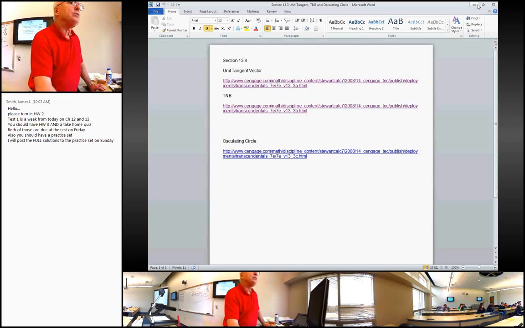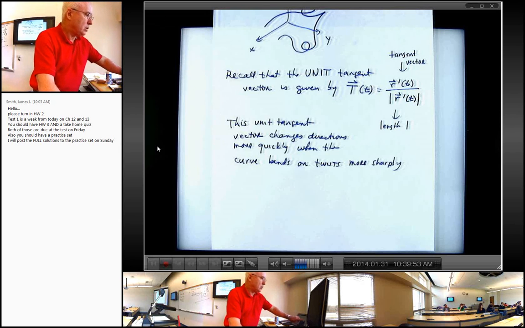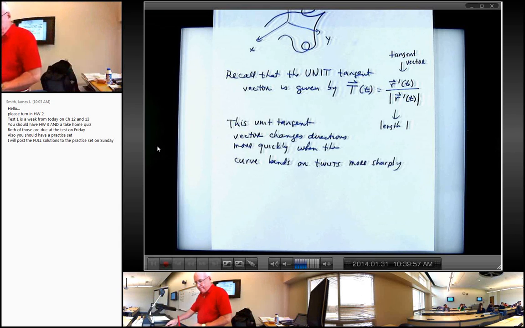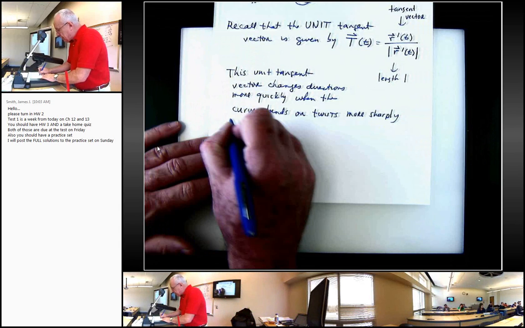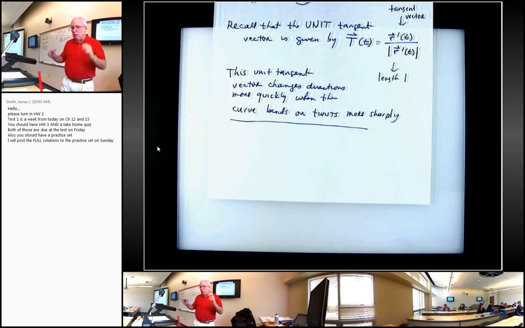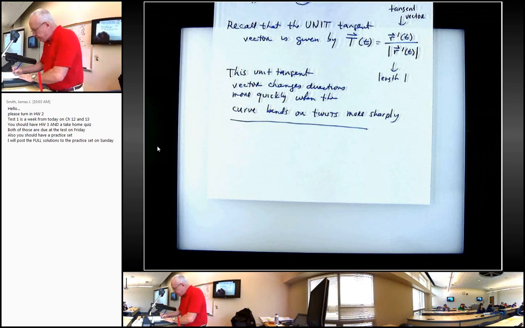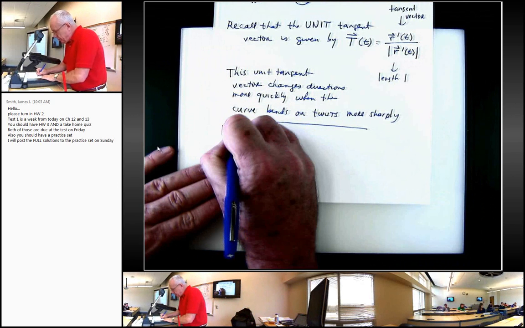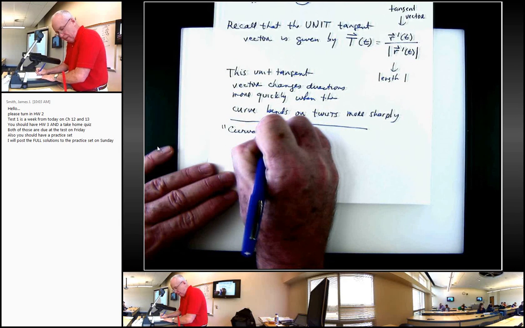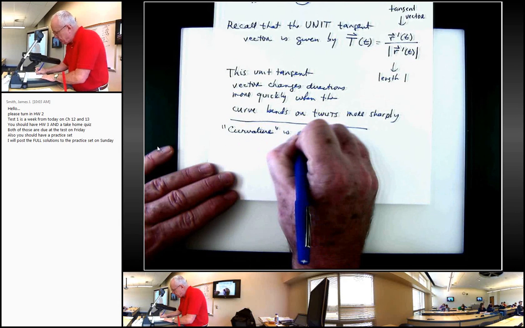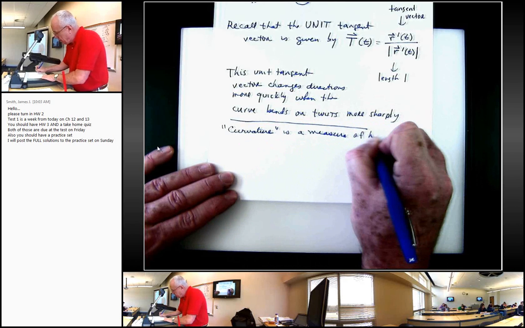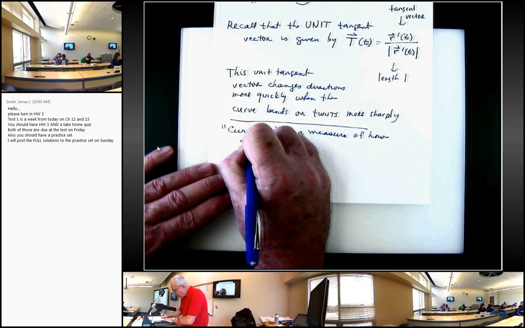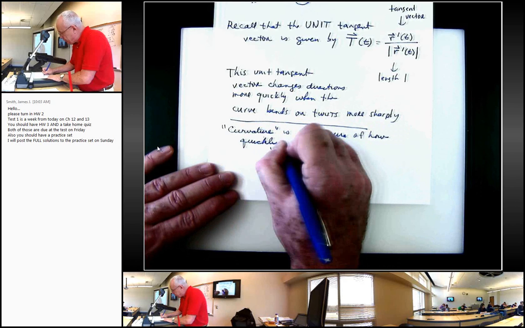So let's put that down. First of all, let's give an informal, intuitive definition. Curvature is a measure of how quickly the curve changes direction.